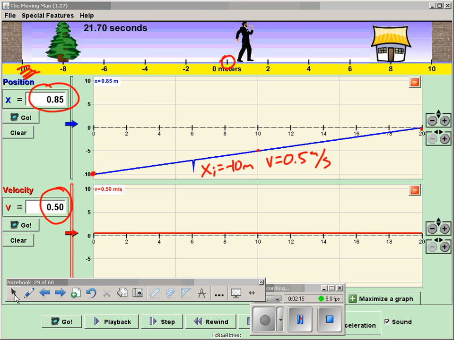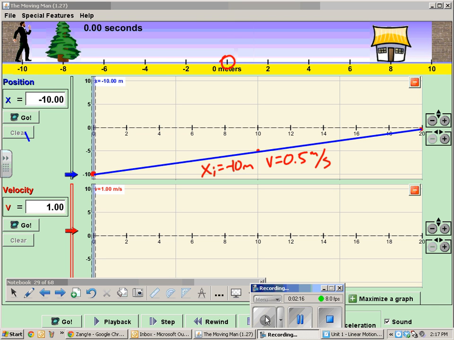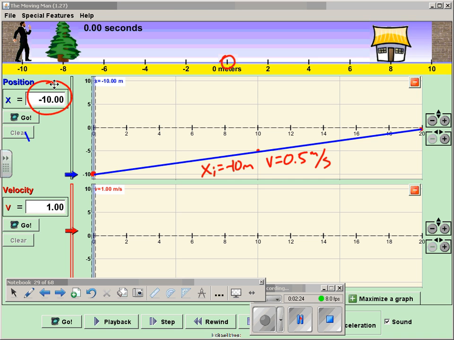So what I've done is I've saved this line now, and I have returned our moving man back to his position of -10, and now I set his velocity to be 1 meter per second. So what this means is this time his position is going to increase by 1 meter every second. So if he's going 1 meter every second, that means that he's going to be moving faster. So I would like you to once again pause the video and ask yourself, what's the graph going to look like this time?